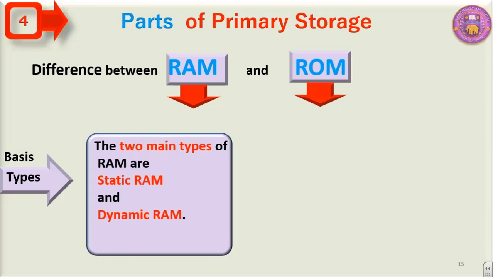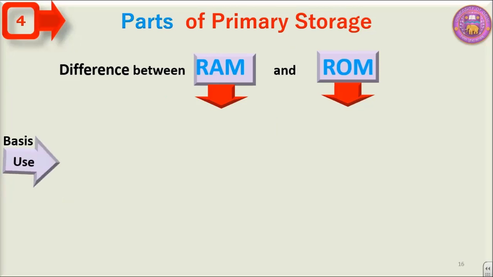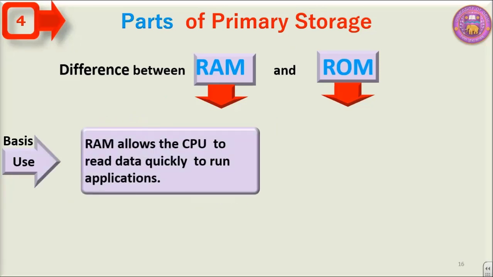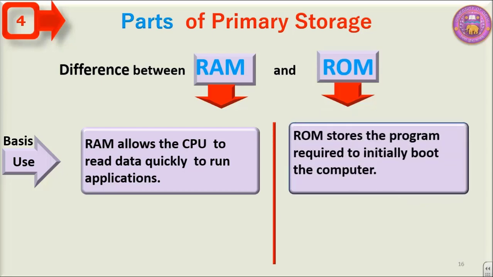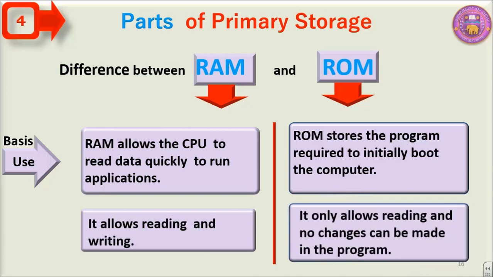Types. Basically, there are two types of RAM, static RAM and dynamic RAM. There are many types of ROM: mask ROM, PROM, EPROM and EEPROM. Use. RAM allows the CPU to read data quickly to run applications. ROM stores the program required to initially boot the computer, to start the computer. RAM allows reading and writing, whereas ROM allows only reading and no changes can be made in the program.